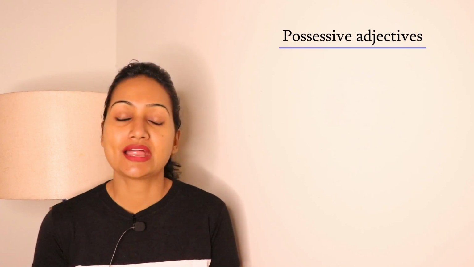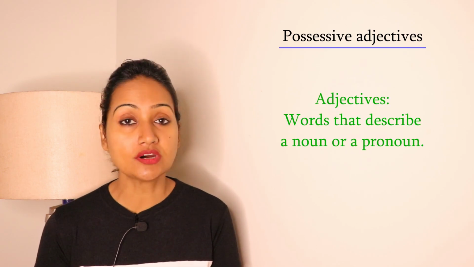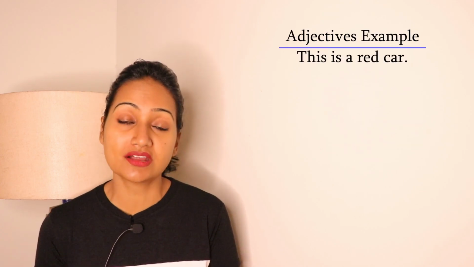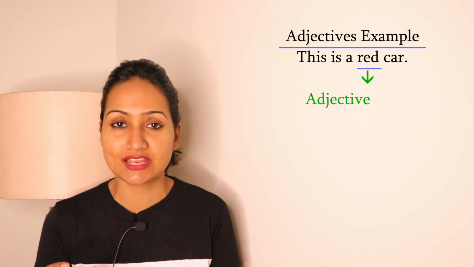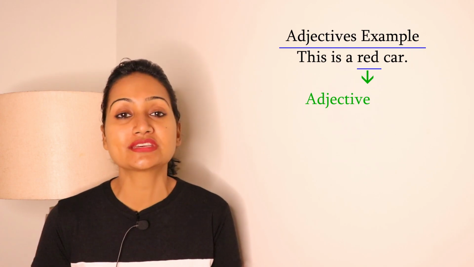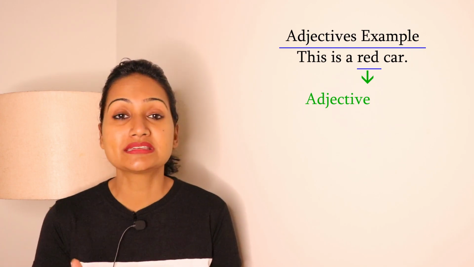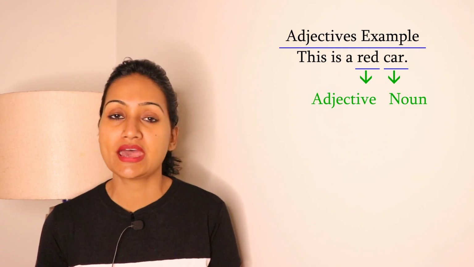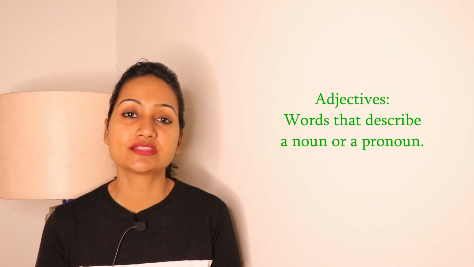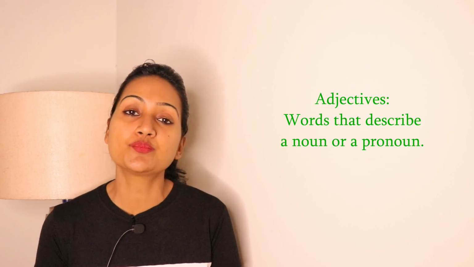Now let's understand what are possessive adjectives. We all know what adjectives are. Adjectives are the words that describe a noun or a pronoun. For example, this is a red car. In this sentence, red is an adjective because it modifies the noun, or it gives extra information about the noun. Car is a noun and red is an adjective. So adjectives are the words that describe a noun or a pronoun.